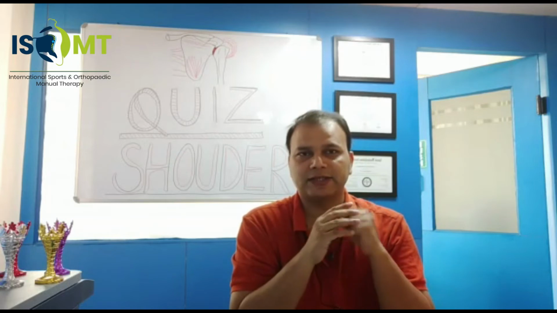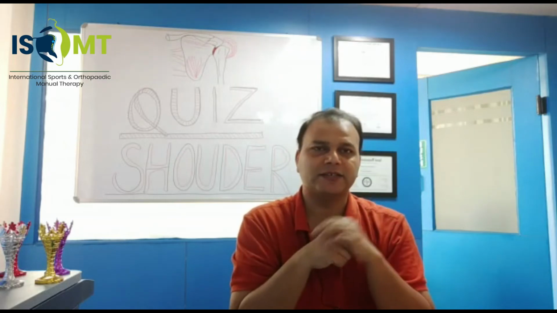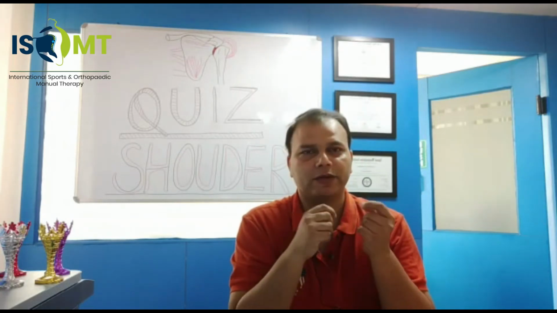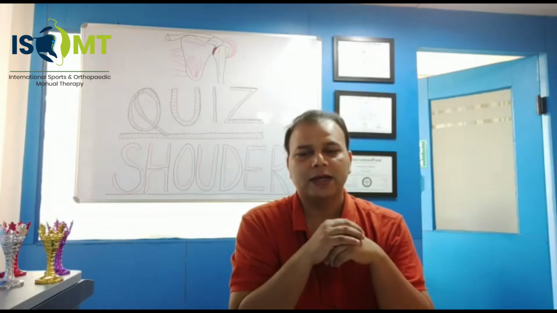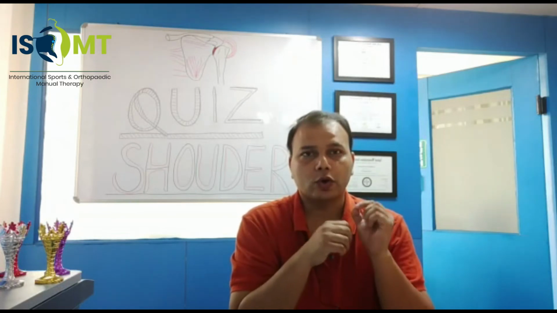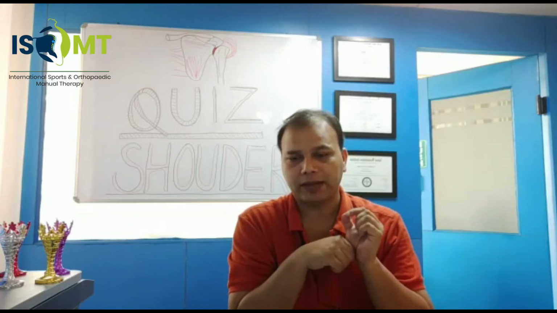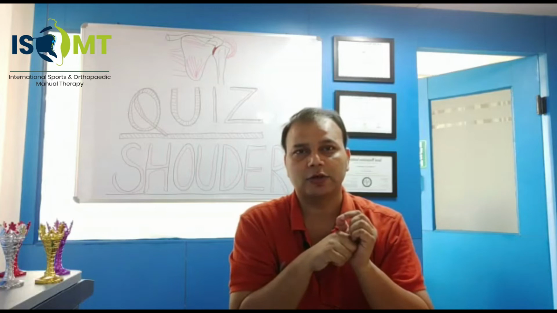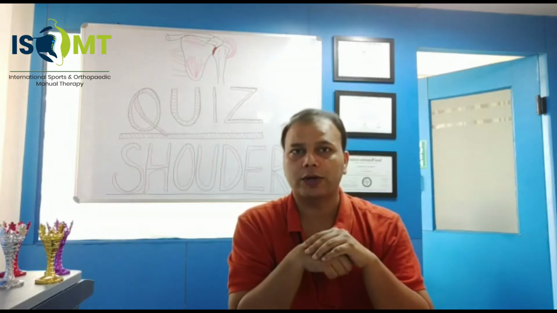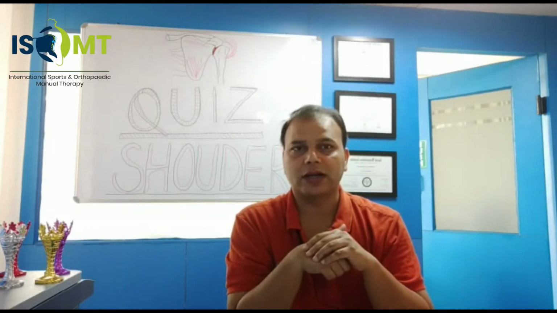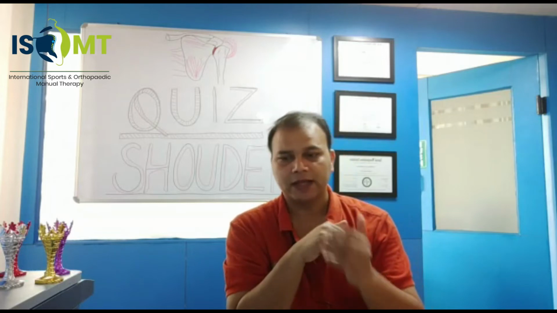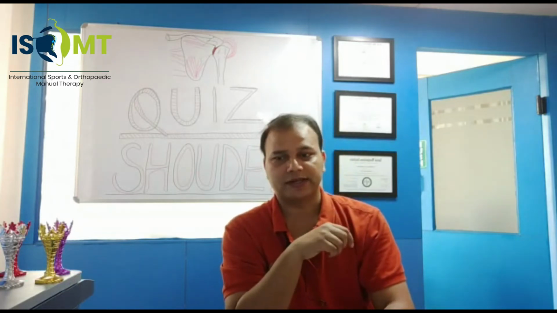Which letter signifies pain in SICK scapula? SICK is a mnemonic you can remember. S stands for scapular dyskinesia, I for inferior border or inferior angle prominence, C stands for coracoid pain. We are asking about the letter of pain, so the correct answer is the third option, C. C stands for coracoid pain. K stands for kinesis dysfunction. So the third option, C, is the correct answer.